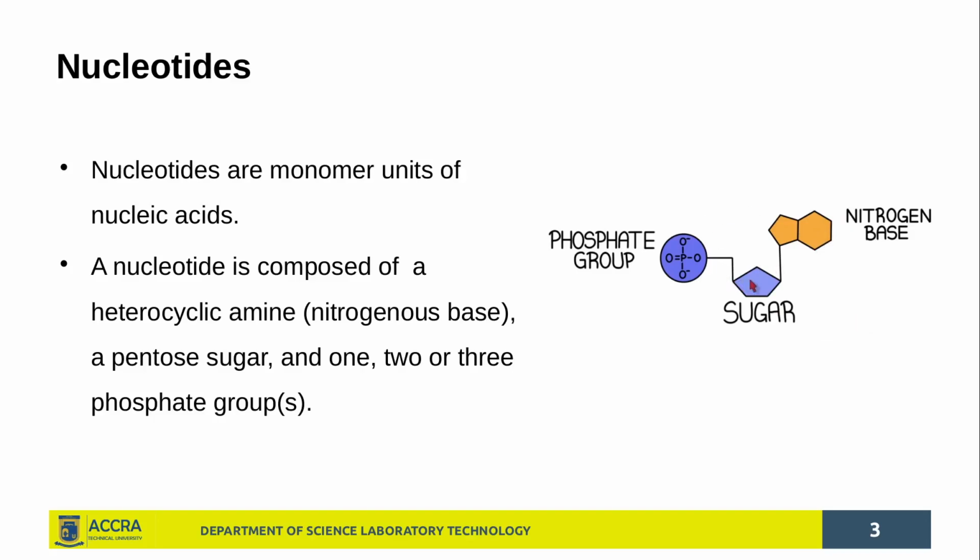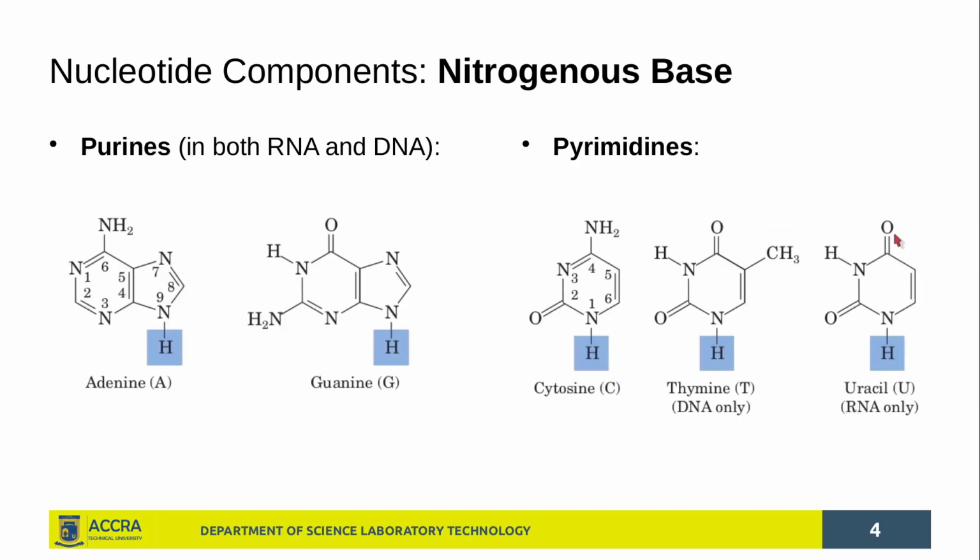Of course, we had looked at the structure of the pentose sugar when we were studying the structure of carbohydrates. And of course, the phosphate group is an inorganic group, which is simple, and thus we will not be looking much into that. But let's go ahead and look at the structure of the nitrogenous base. So the nitrogenous bases are divided into two groups, which are the purines and the pyrimidines. And of course, we find the purines in both RNA and DNA, whilst for pyrimidines, you find thymine only in DNA, whilst you find uracil only in RNA.